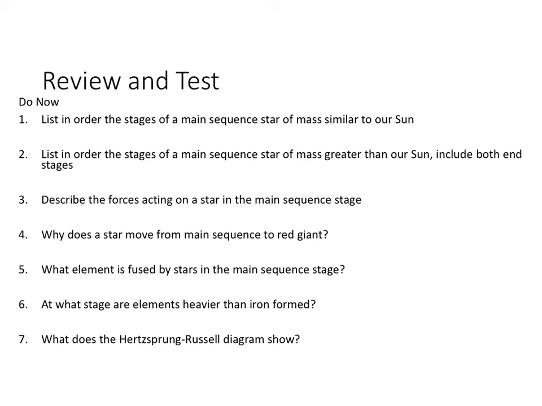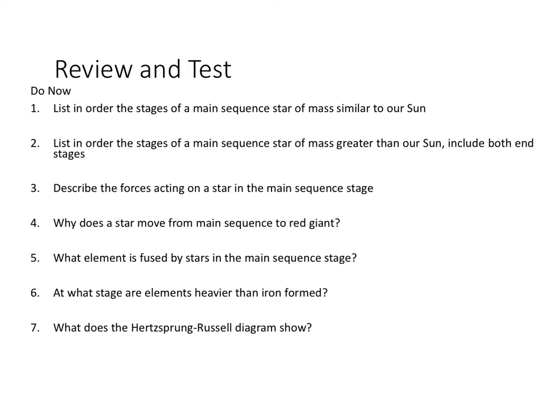Okay, so we'll go through the stages of a main sequence star of mass similar to our Sun. It starts off with a nebula. Okay, that is going to change into a protostar. So the cloud of gas and dust is going to collapse, starts getting warmer, starts glowing because of the heat, and then when the fusion of hydrogen takes place, we get a main sequence star.